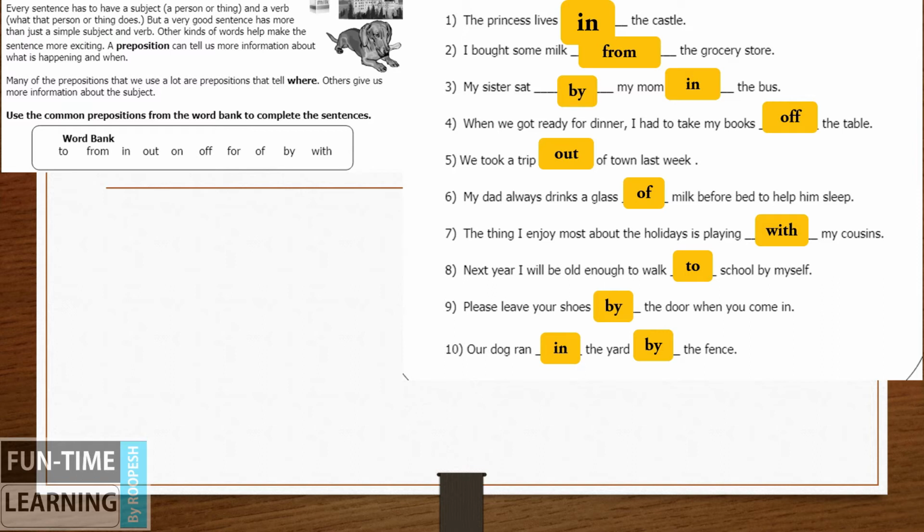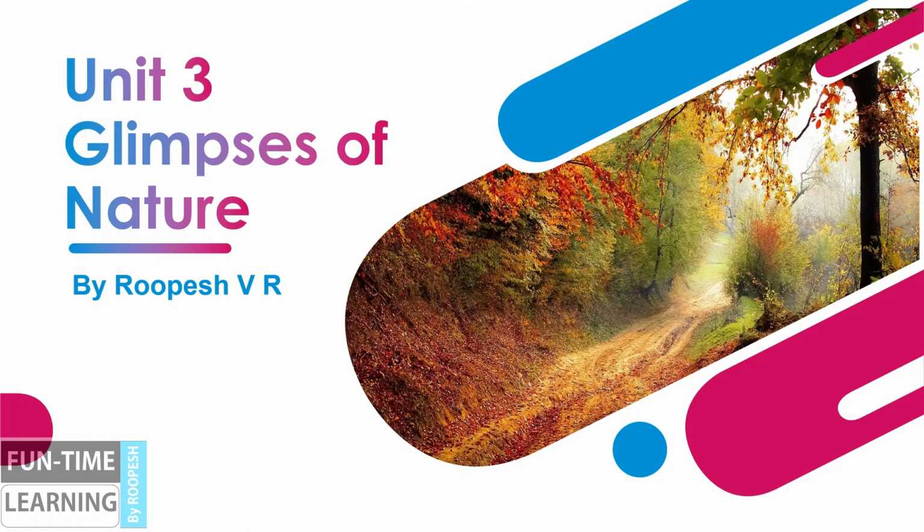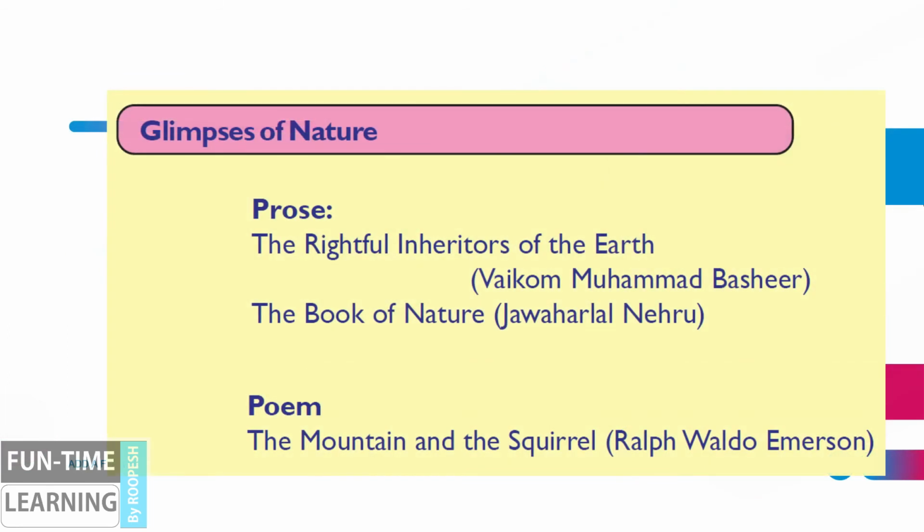So that will be the end of the second unit. Now let us move on to the third unit. I welcome all of you to unit 3, namely Glimpses of Nature. Nature, prakriti. So here is a bird's eye view of the chapter Glimpses of Nature.